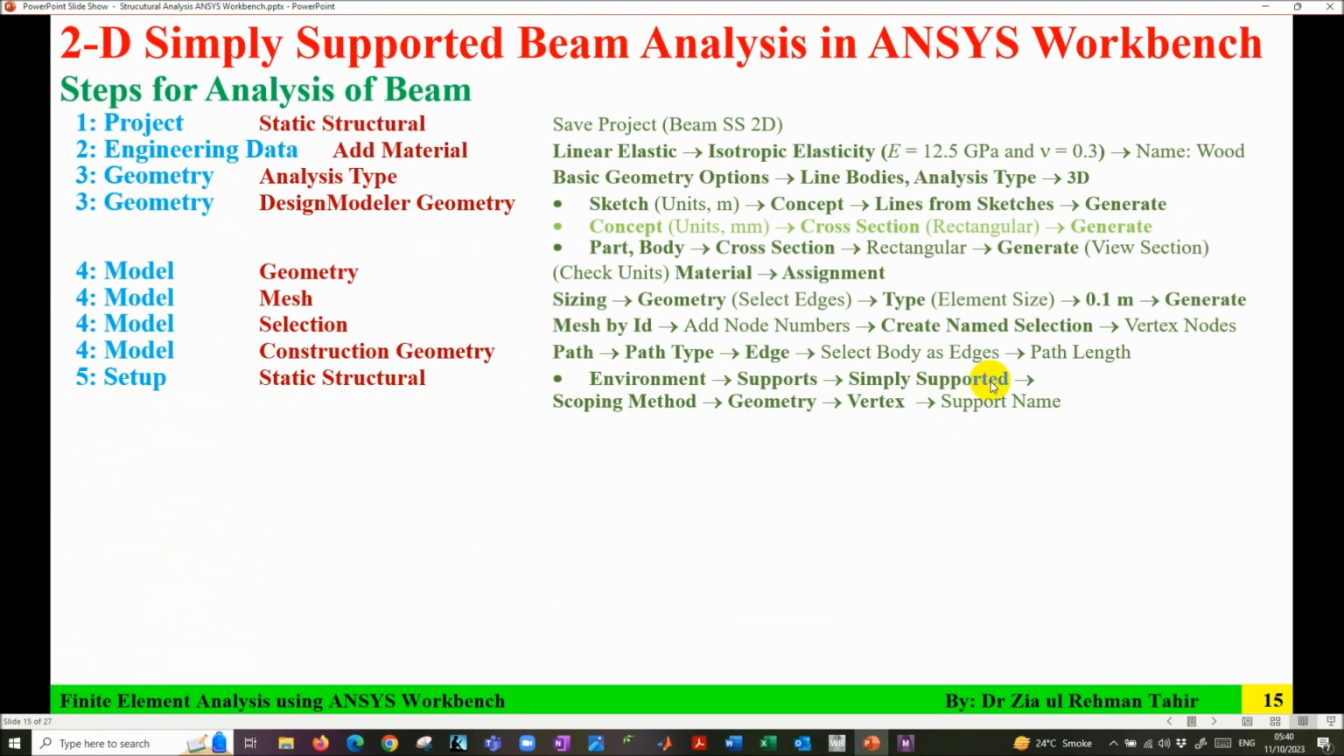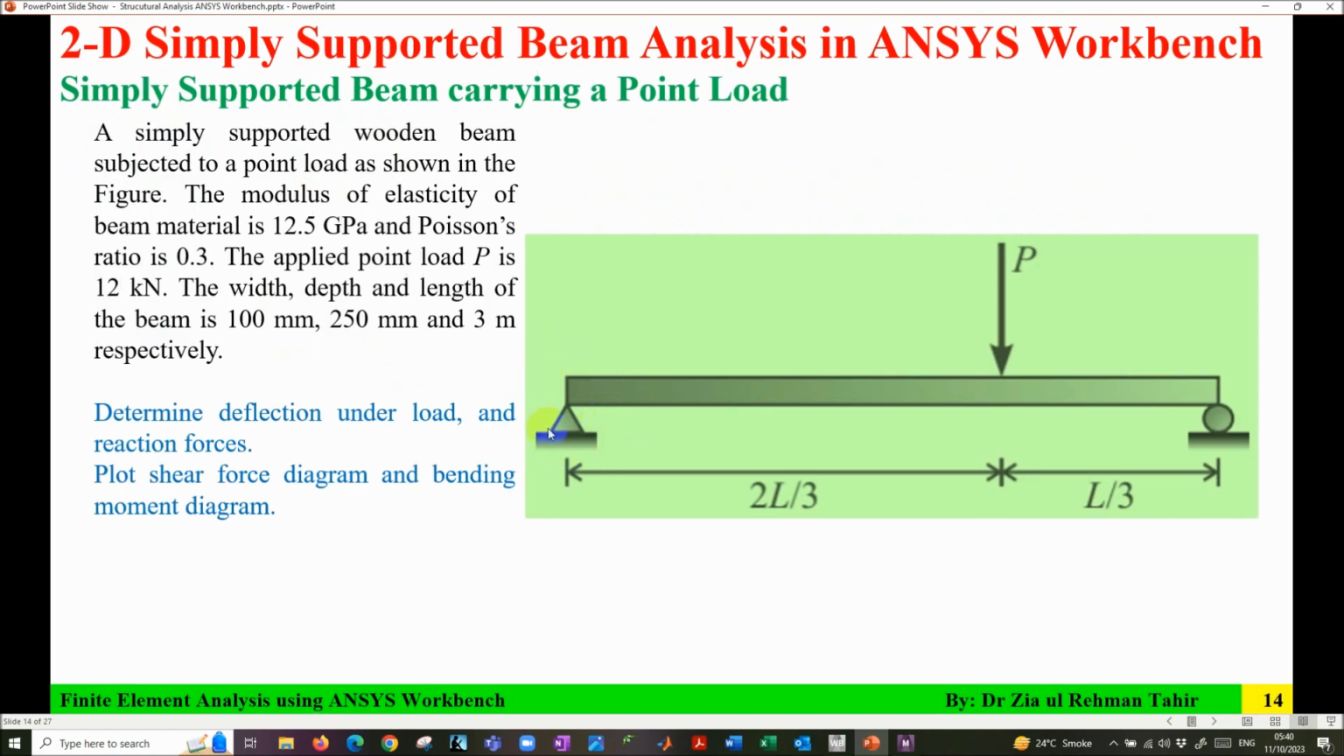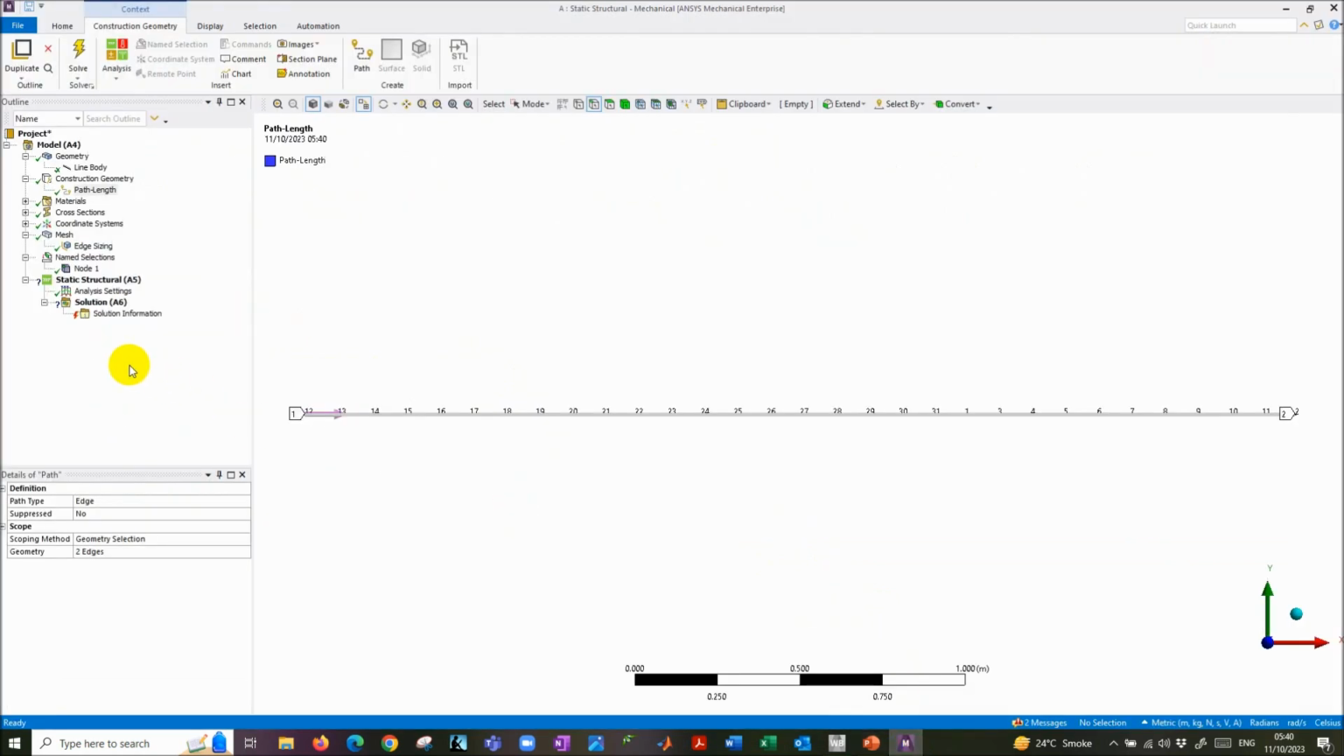Next step in the setup, which is static structural, need to apply boundary conditions, and for that, environment, supports, then simple support. Scoping method is geometry, and need to select vertex and then give support name. So one support is simple support. So this one is being applied.